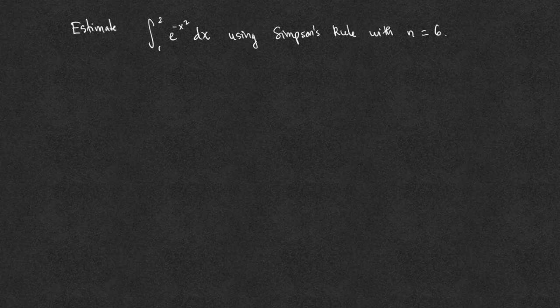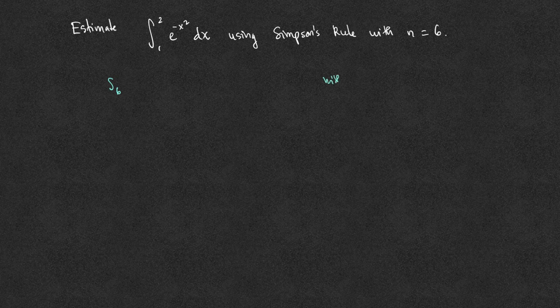Estimate the definite integral from 1 to 2 of e to the negative x squared dx using Simpson's rule with n equals 6. First, observe that we can only use Simpson's rule with an even number of intervals. In this case, n equals 6. We're looking for S sub 6.